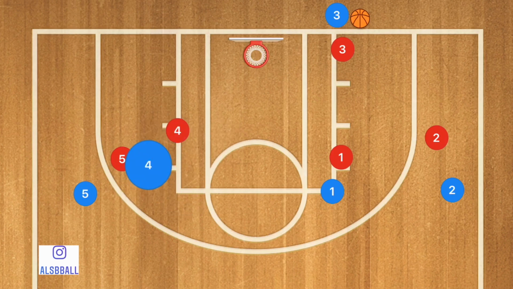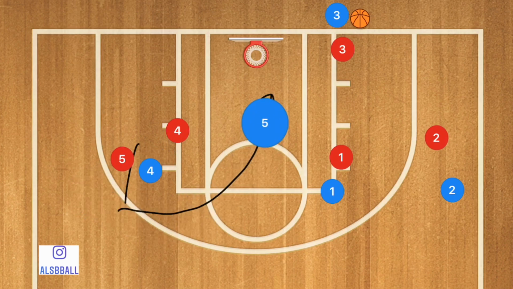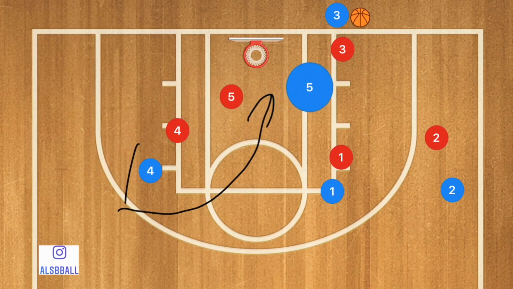Now, this third inbounds play that I'm going to show you, player 4 is going to go and set a screen for player 5. Player 5 is going to use that screen. He's going to cut down the middle of the key. Of course, we're never going to turn away from an easy layup, so if he's open, definitely hit him up. However, if he's not open, he's going to then clear out and towards this low post.